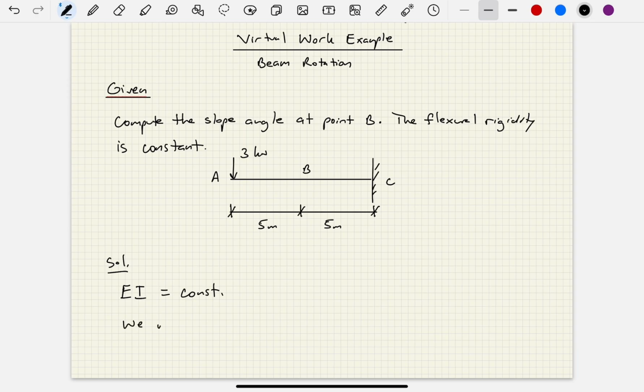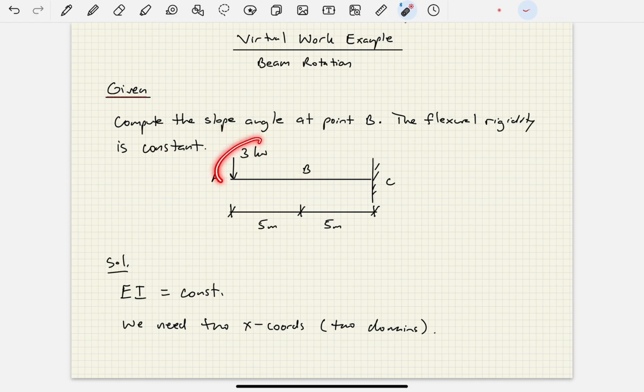So let's make a note of that. We need two x coordinates, okay? Or we could think of this as two domains. Why is that? Well, the reason is because the point that we're trying to find the slope angle at is point B right here, okay? Now, the real load is at point A, so we need to capture what's happening in both of these domains, from A to B and from B to C, because the point that we're interested in finding something out about is at a different point than the only real load, okay?